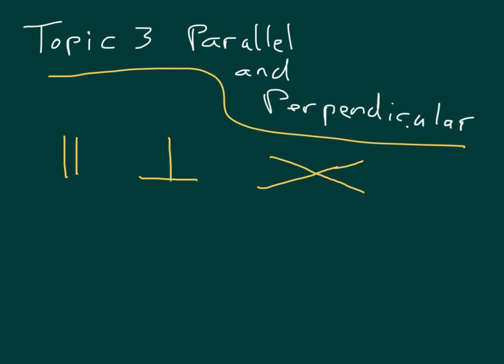They could just be intersecting. So there's 3 types of lines to consider. There's parallel lines, perpendicular lines, and lines that cross, that intersect, but are neither parallel or perpendicular.